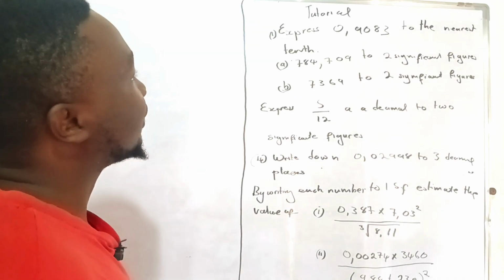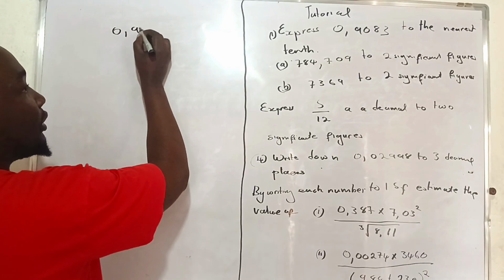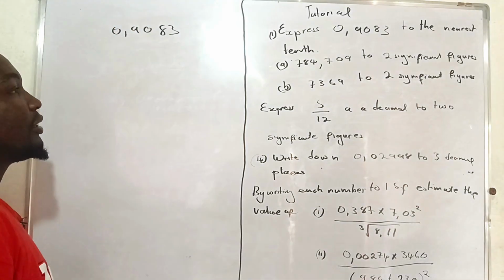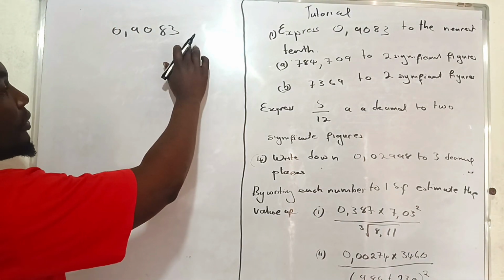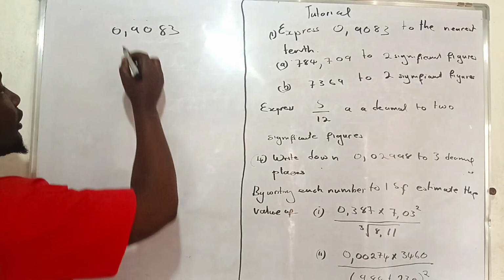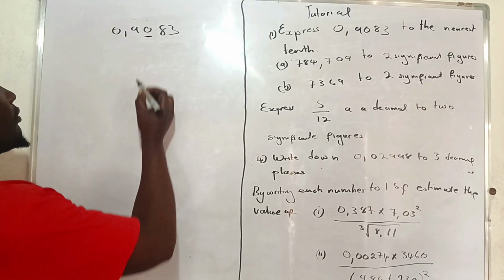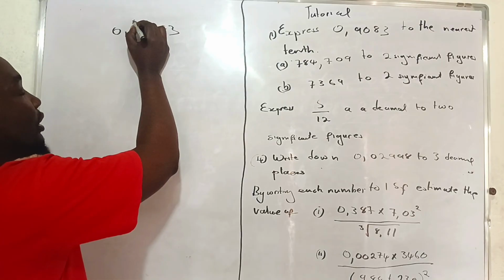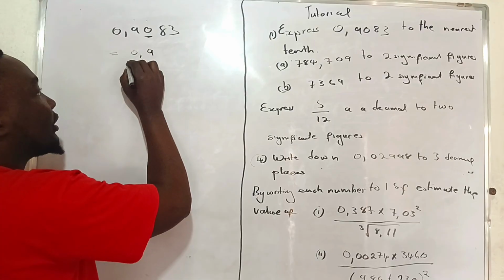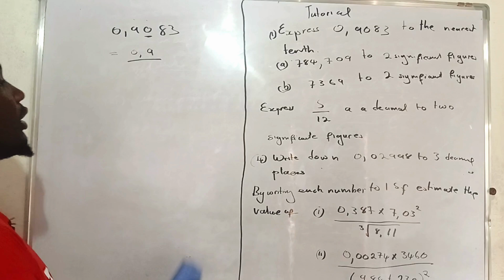The first question is express 0.9083 to the nearest tenth. So if you look at our decimal, this is the tenth, this is the 100. So if you are told to express to the nearest tenth, look at here. Is this number greater than 5? If it's less than 5, this one remains the same. So our answer here is going to be 0.9. That's the answer. Let's move on to another question.